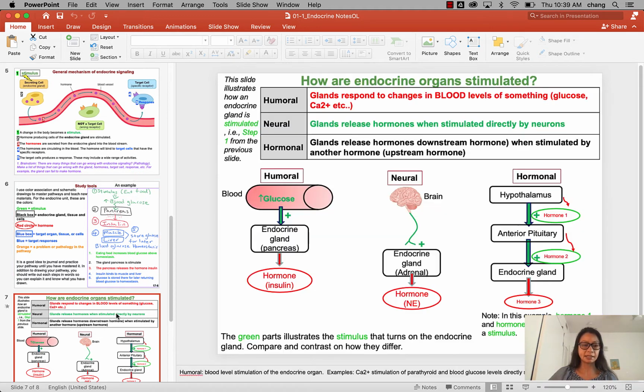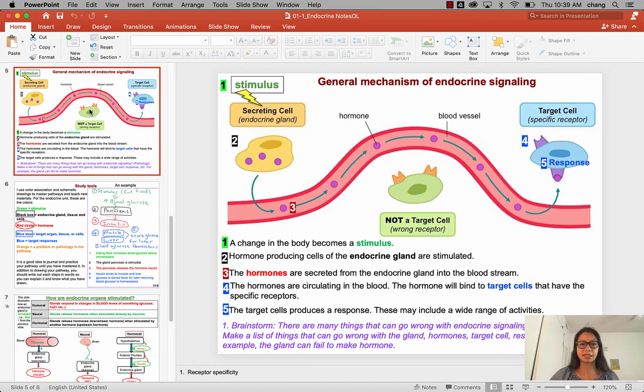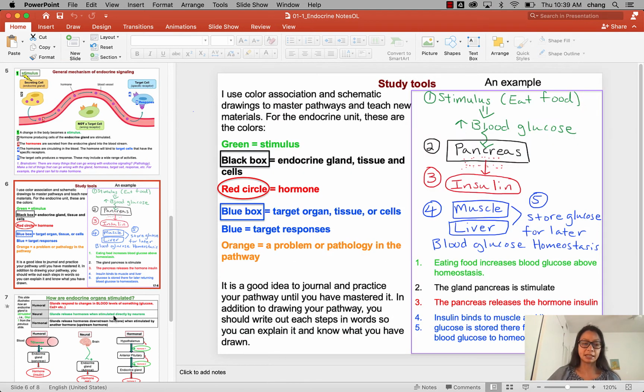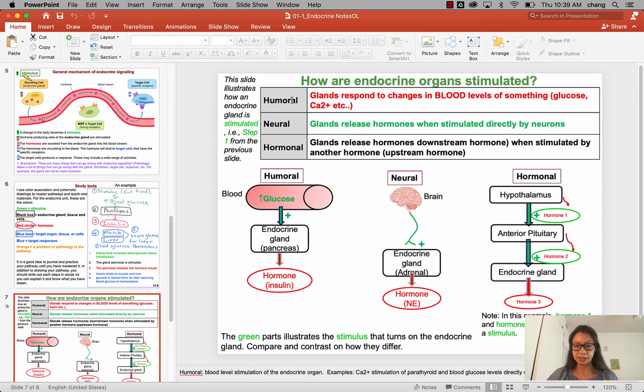Okay, so let's take a look at how we can put this into action, looking at the endocrine system. This next slide is really just looking at what step 1, the stimulus, is. What can it be? How do you turn on the endocrine gland? Basically, I'm asking, what is step 1? How are the endocrine glands stimulated? And they fall into 3 categories.